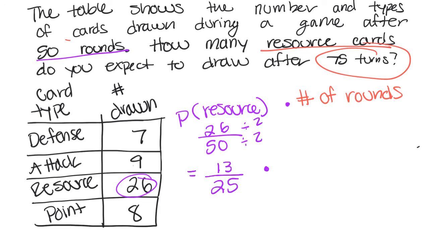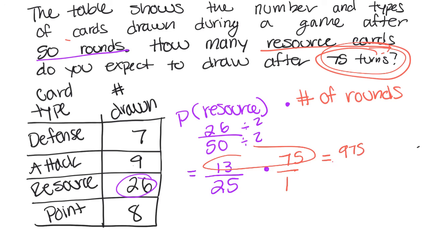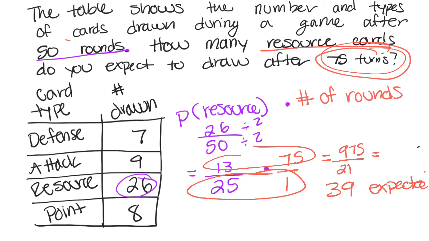Times, we have 75 turns. To make that into a fraction, I put it over 1. Then I just do top times top. 13 times 75 is 975 divided by bottom times bottom. 25 times 1 is 25. So 975 divided by 25 is 39 expected resource cards.